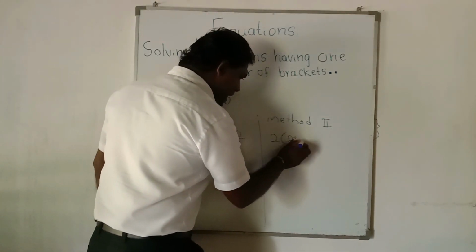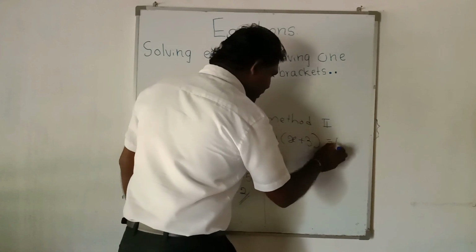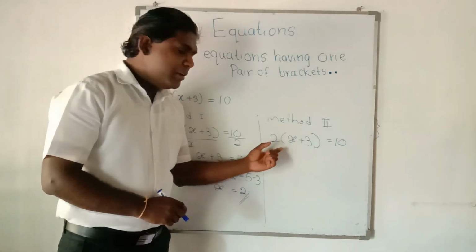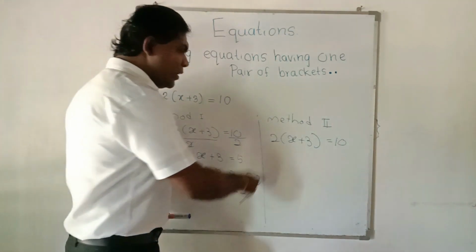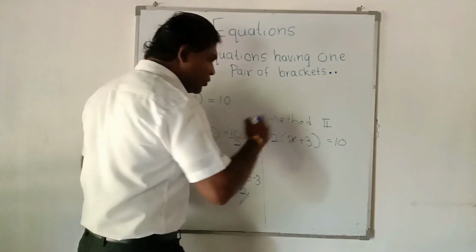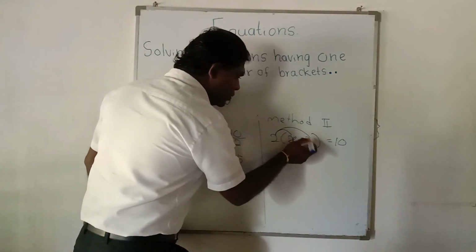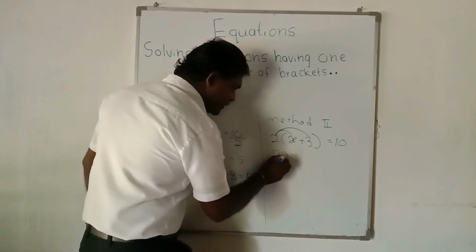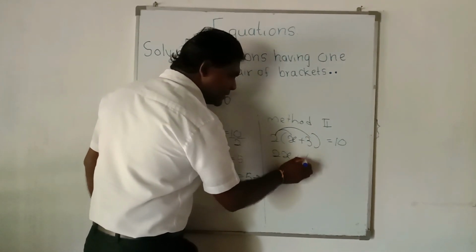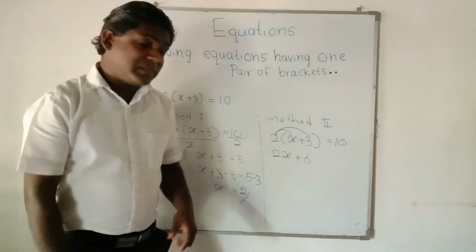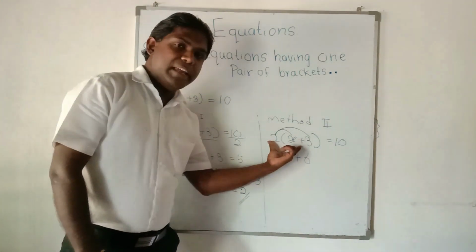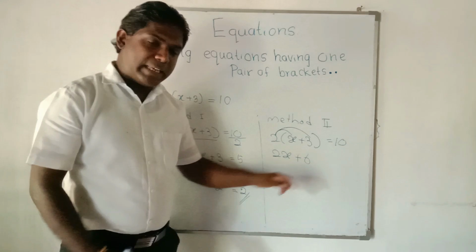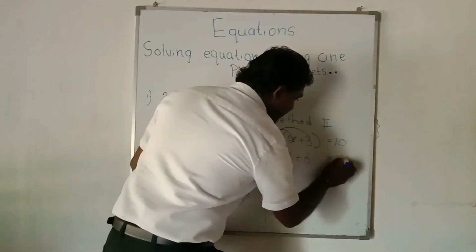2(x + 3) equals 10. Under the second method, you have to firstly remove this bracket. How? Here you know bracket means multiply, so you multiply by 2 both of these terms. 2 multiply x is 2x. 2 multiply 3 is 6. You have to consider the sign. Here no problem, plus plus plus. 2x + 6 equals 10.